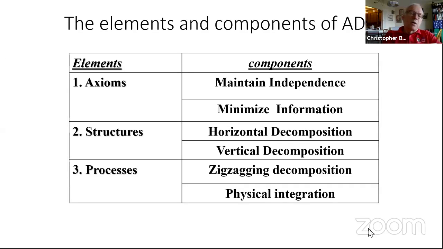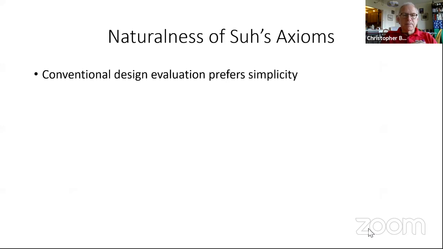All right. So as I've been teaching this, there's really three elements. One is the axioms, which we've just seen, and we refer to them sort of in shorthand as the independence and the information axioms. Then we have the structure, which we need so that we can actually apply the axioms systematically. And then we have a process for creating the structure. And we'll be taking a look at all of these things.